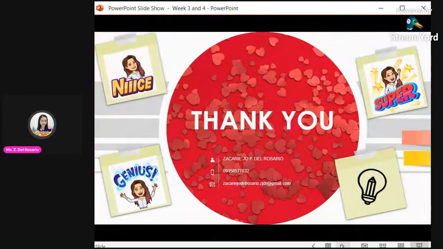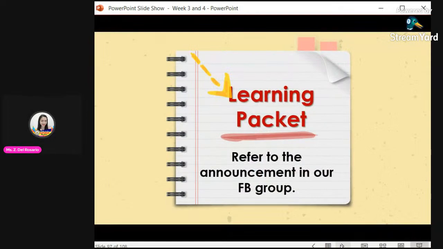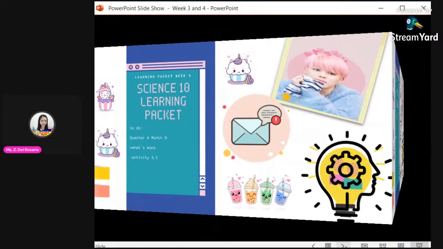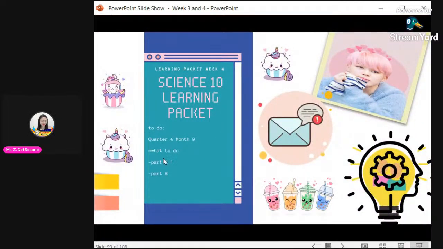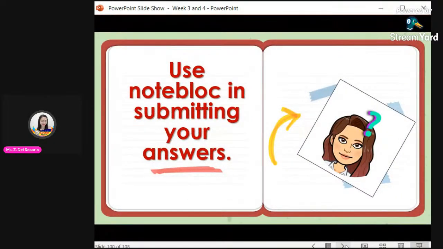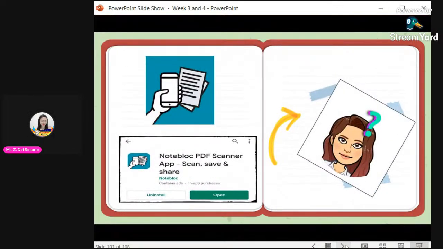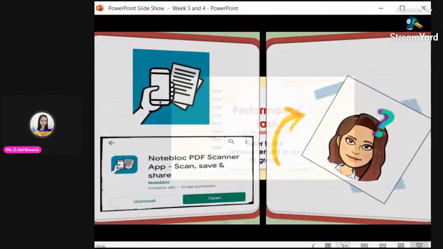I will be saying later on our top 20 scorers because I was not able to capture it immediately. At the same time, for your learning packet, please refer to the announcement in our Facebook group, in which we would be dealing with Learning Packet Week 3 and Learning Packet Week 4. For Learning Packet Week 3, that would be the What's More part, Activity 3.1. And for Learning Packet Week 4, that would be What to Do, Part A and Part B. Please do use the NoteBlock app in submitting your answers to avoid any problems, which is downloadable in the Google Play Store and even in the App Store.